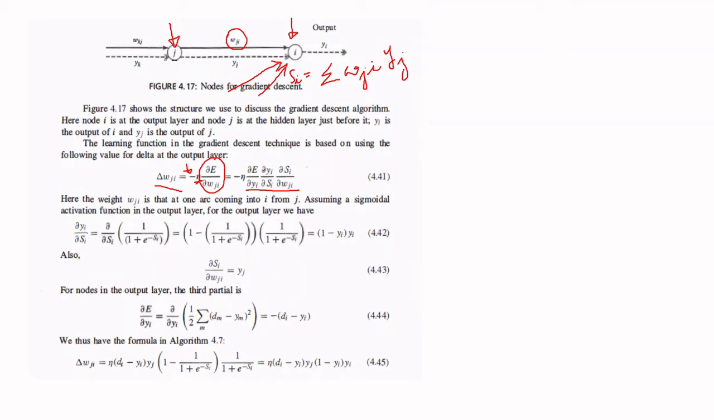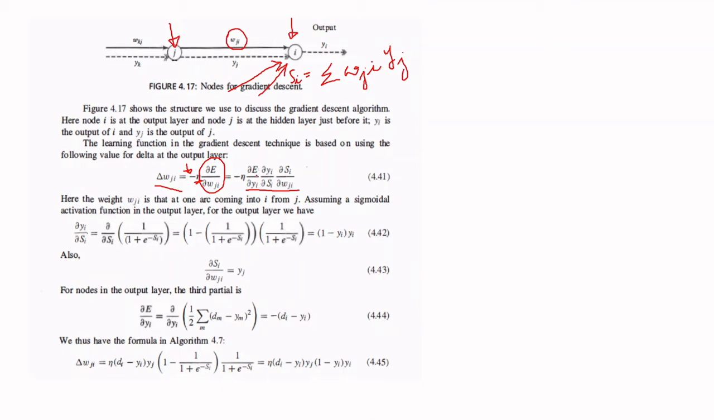So that is Si. So dou Yi by dou Si into dou Si by dou WGI. Si we know is the summed input which comes here, and with respect to WGI, we can write dou E by dou WGI like this.